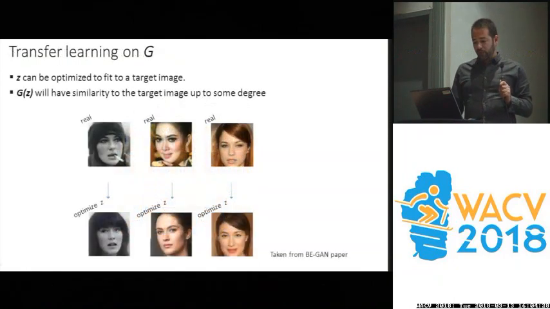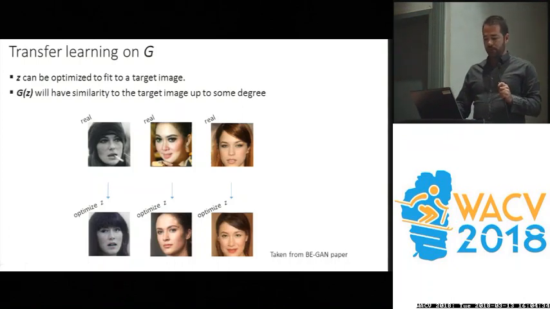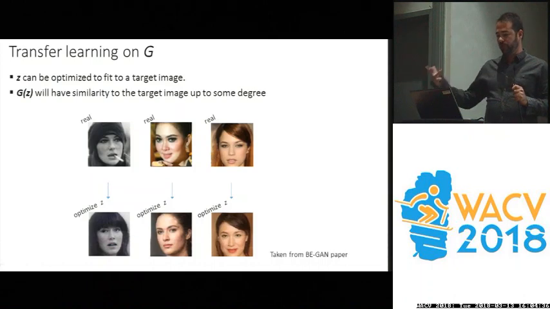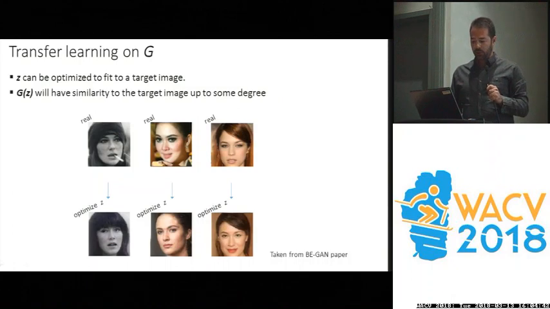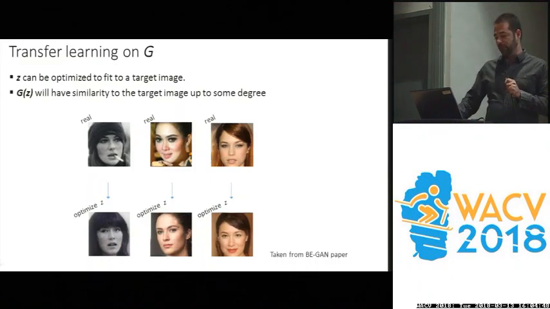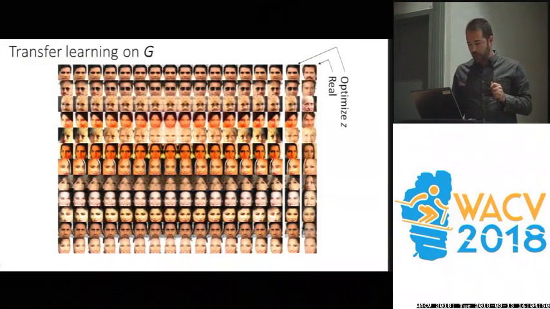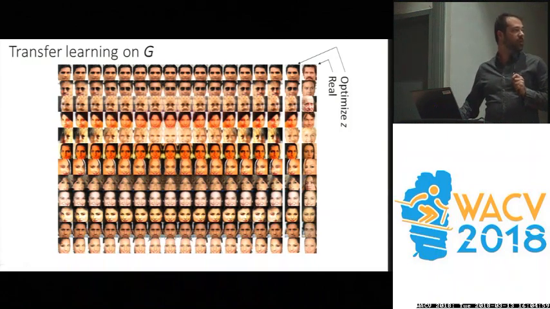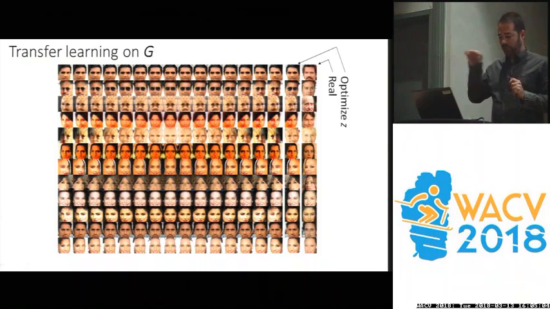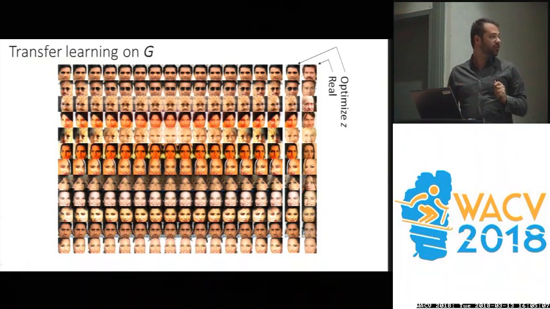Okay, so moving on to transfer learning on G. Z can be optimized in order to create similarity to a real image. Okay, this example was taken from the BE-GAN paper. So as you can see, the results are good, but they are lacking similarity to the original image. Here in the right column you see real images. In the column to the left you see the image generated when we optimize Z. And in the other columns to the left, we just shift Z prime and create this rotation effect.